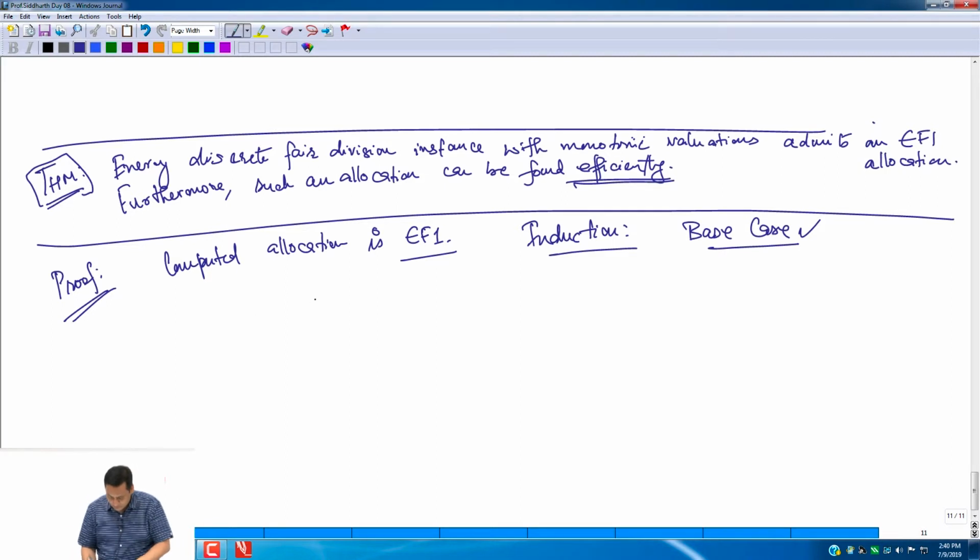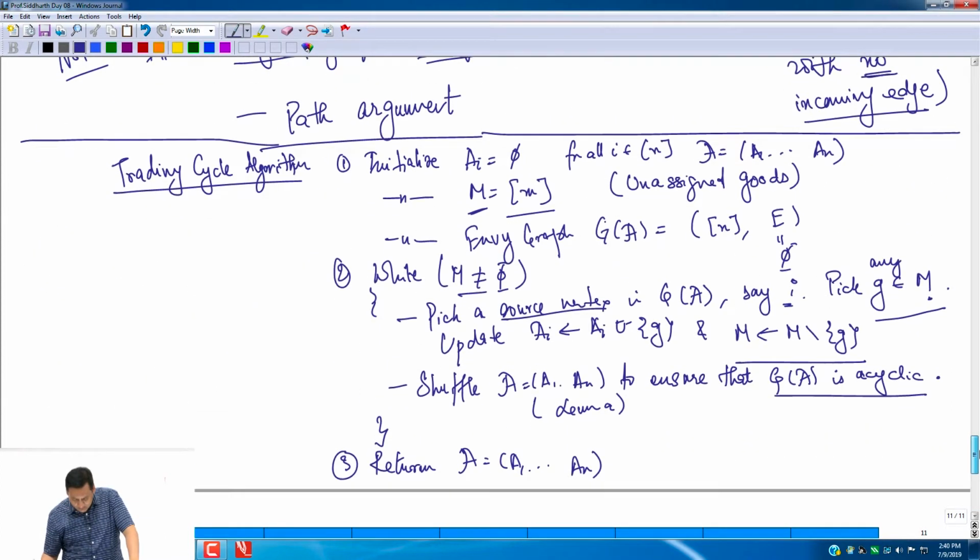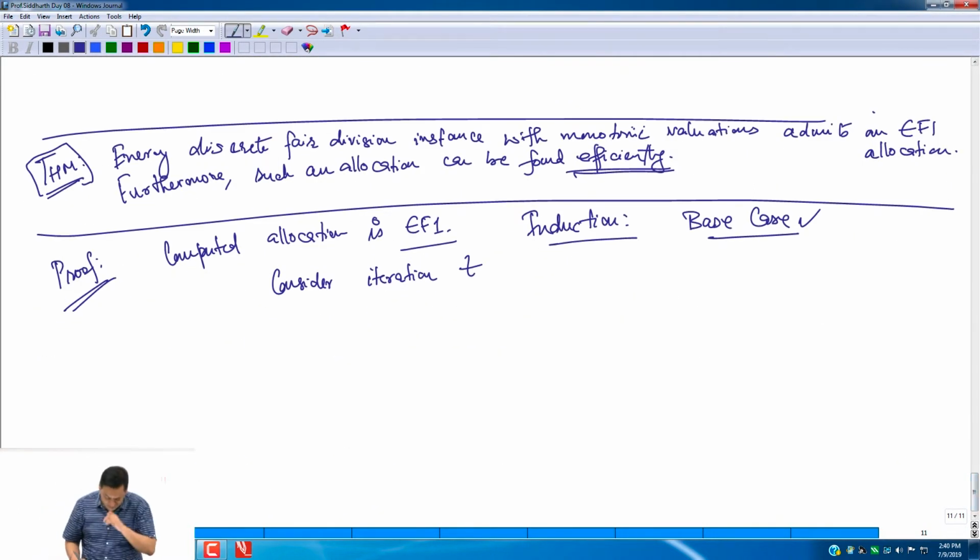Now consider the t-th iteration of the while loop. As it executes, I stop it at the t-th iteration, and then I'm going to analyze the fact that EF1 continues to hold. By the inductive hypothesis, it held before this iteration. I just want to argue that it continues to hold after the iteration. So it's a proof by induction.